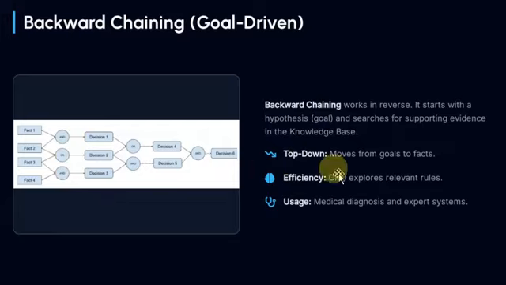So it has three things. One is top-down, which moves from goal to fact. One is efficiency, which explores only relevant rules. And the third one is usage, which is used in medical diagnosis and expert systems.